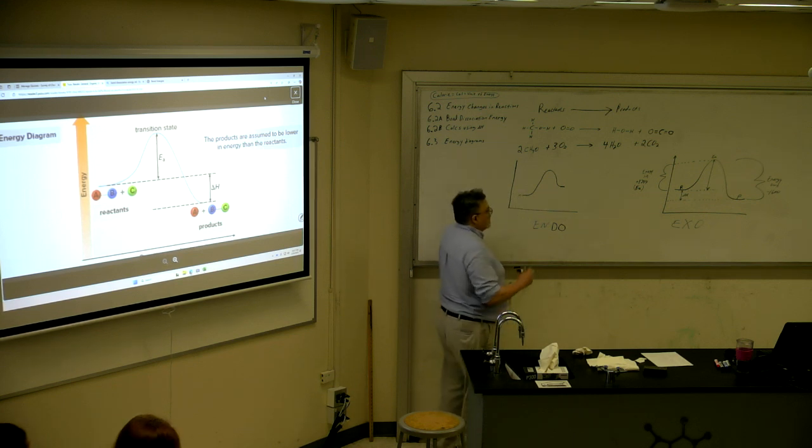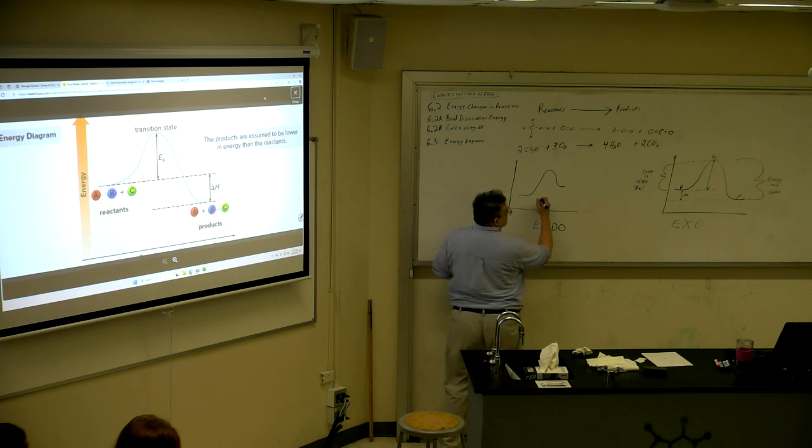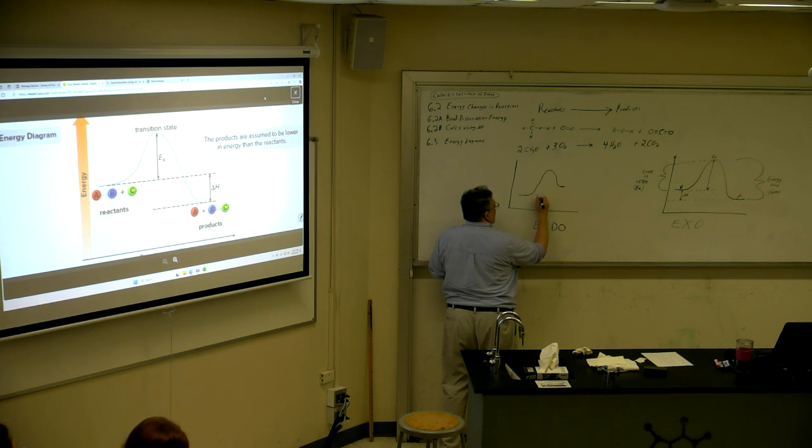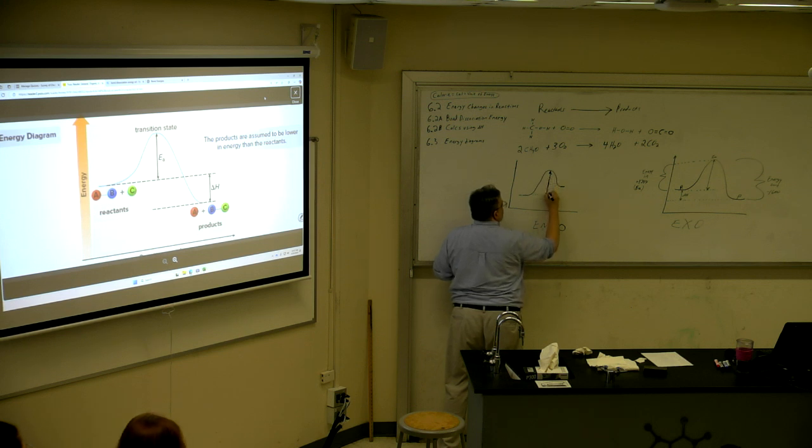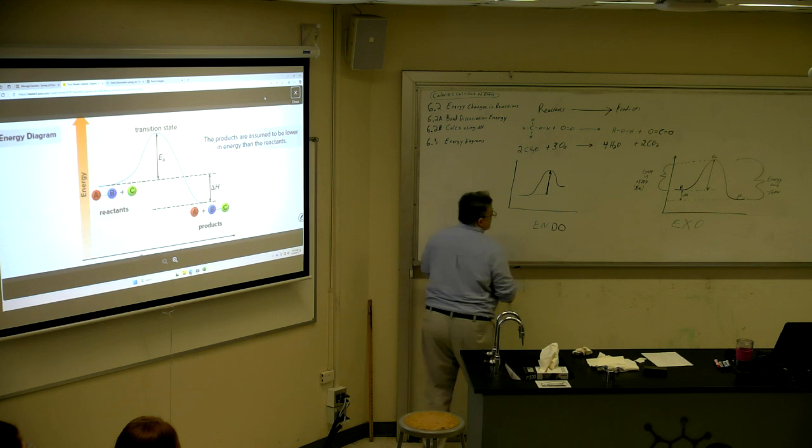What else can you say? Oh, all right. Let me hone in on. Here's the level where the reactants begin. Here's that transition state. Here's the energy of activation. Between there and there, the amount of energy you've got to put in to break all those bonds.